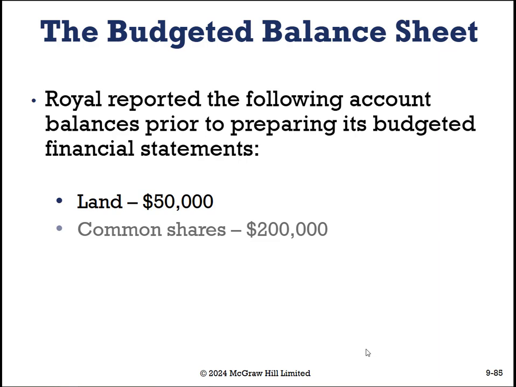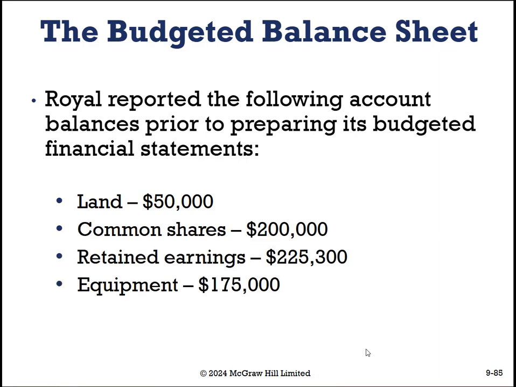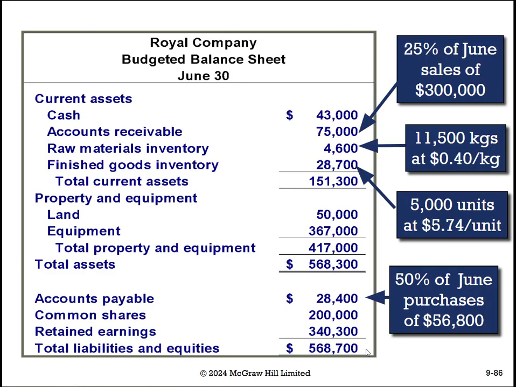Okay, so we have a bit more information before we can prepare a balance sheet. That is land of $50,000, common shares of $200,000, retained earnings of $225,300, and equipment of $175,000. And so those were all the balances that were there prior to preparing the budgeted financial statements. So from there, we can see, great, as at June 30th, we take from our cash budget the $43,000.